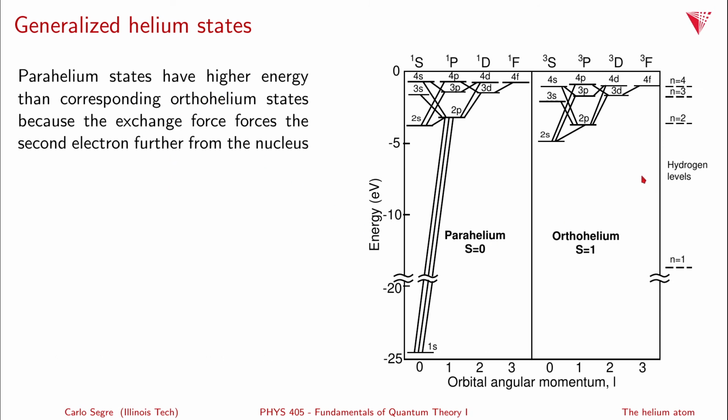Parahelium states typically have a higher energy than the corresponding orthohelium states, and that's because of the exchange forces, which force the second electron further away from the nucleus to stay away from the first electron, which is in the 1s state. So that's why this second electron going in the 2s state in a parahelium, that is a spatially symmetric state, is higher than the 2s state here, where it's going into an antisymmetric state.